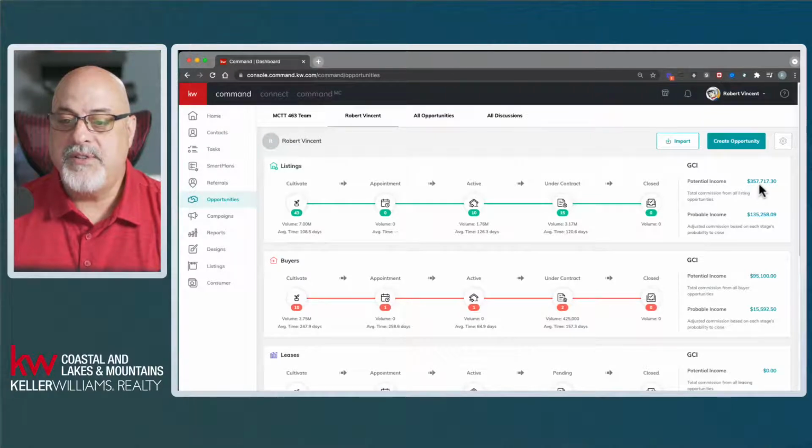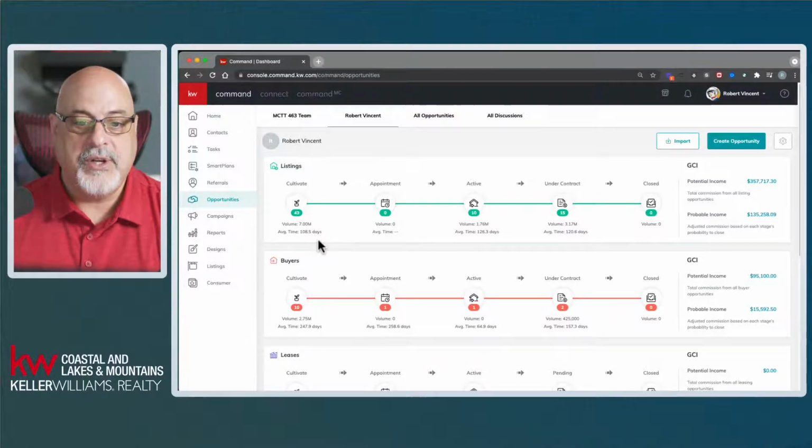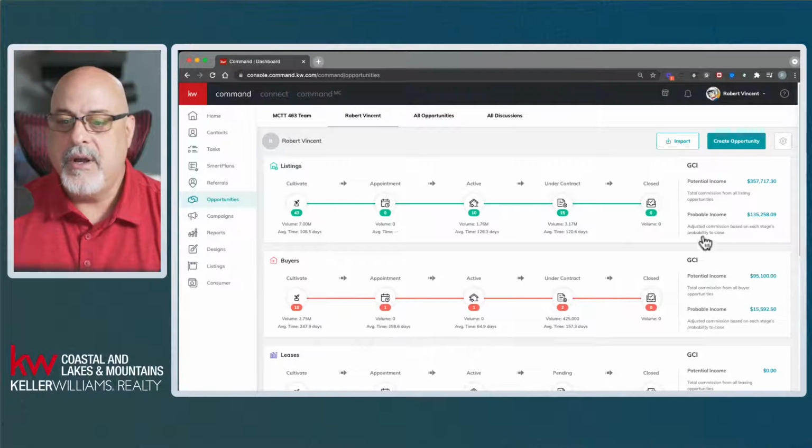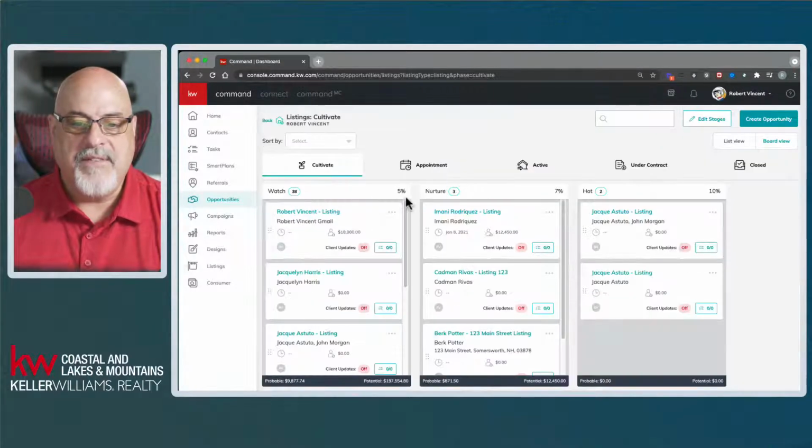Potential income is $357,717. That's potential income because I know that I have that house in there. Probable income, $135,258. Let's just round it off to 135 right now. That's because I'm getting 5% of that potential here. I'm going to take that and I'm going to jump ahead quite a bit.